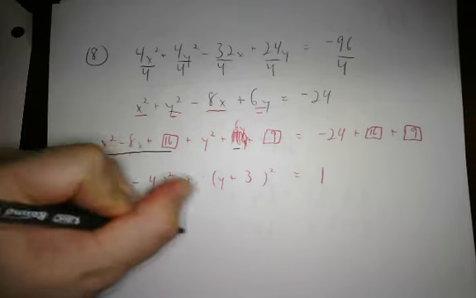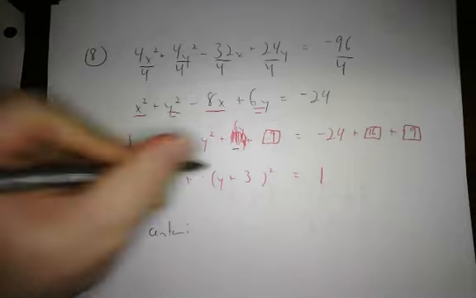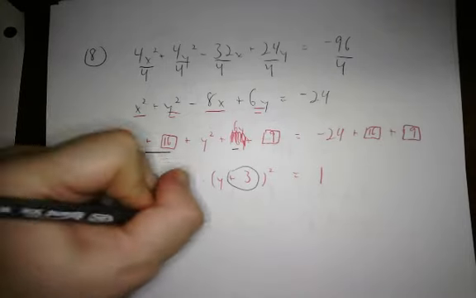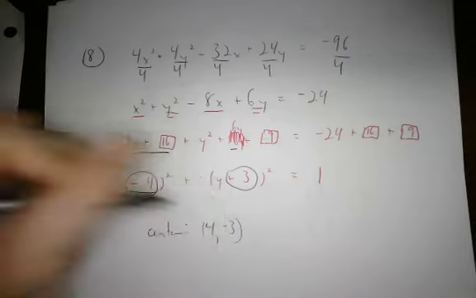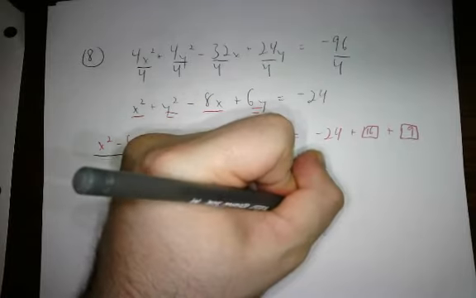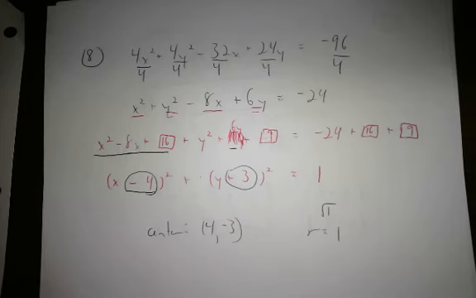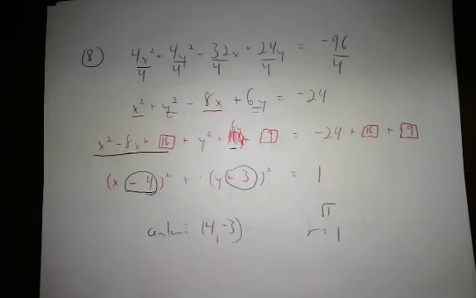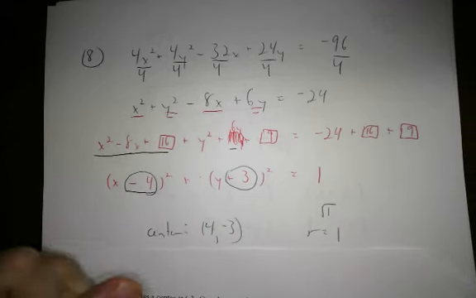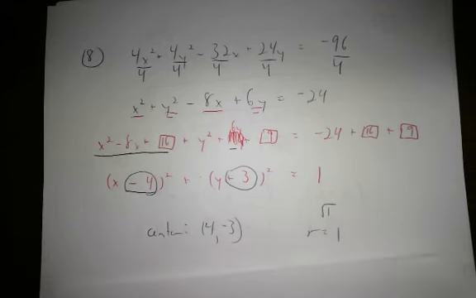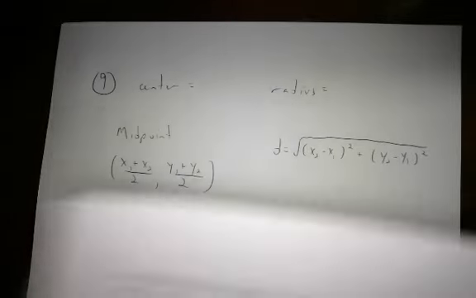Okay? Now from there, you can come up with your center. Because remember, you're taking this term right here and this term right there, and it would be the opposites. So it would be 4, negative 3 would be your center, and your radius is the square root of 1. Square root of 1 is 1. So the choice that we're going to select for that one, with a center of 4, negative 3, and a radius of 1, looks like it's O. Letter O. Okay, so that was number 8.